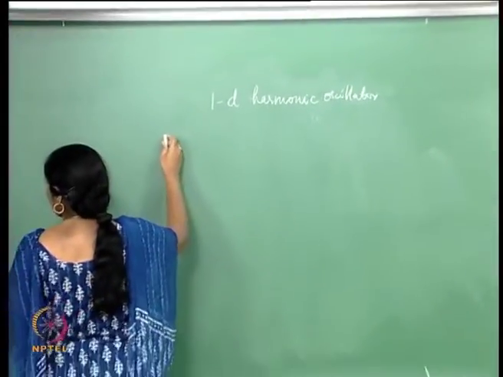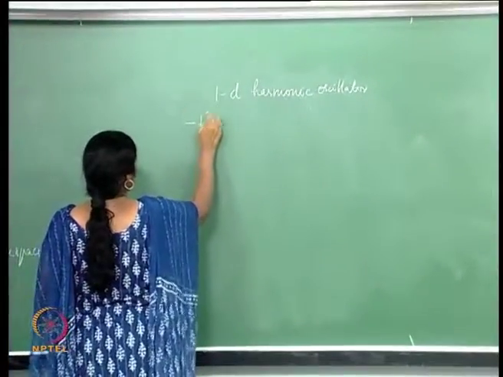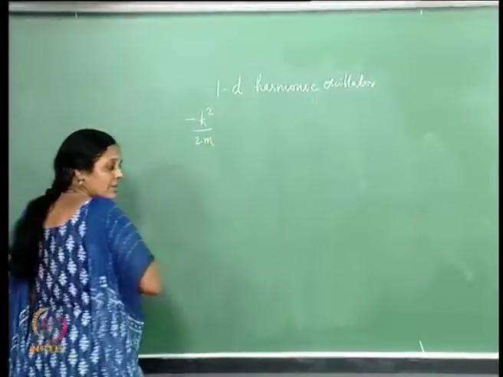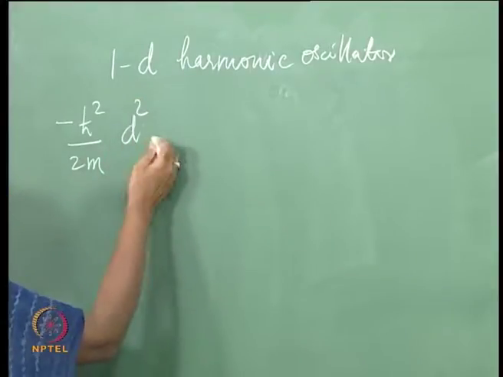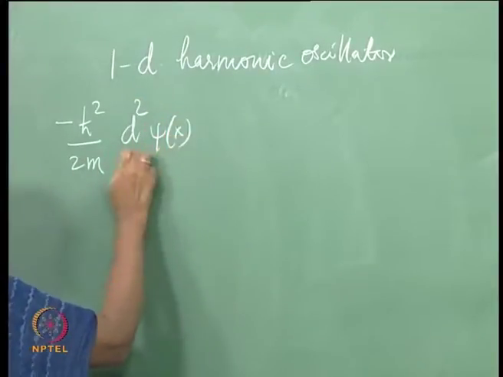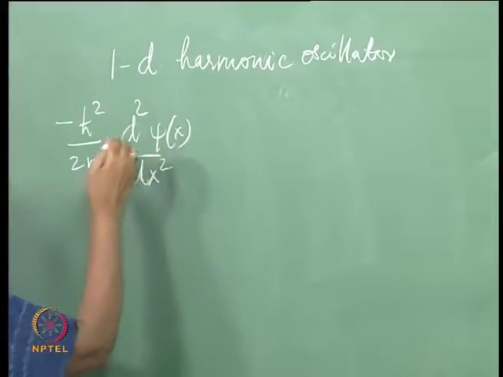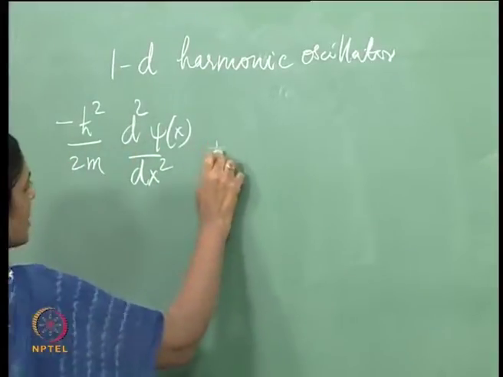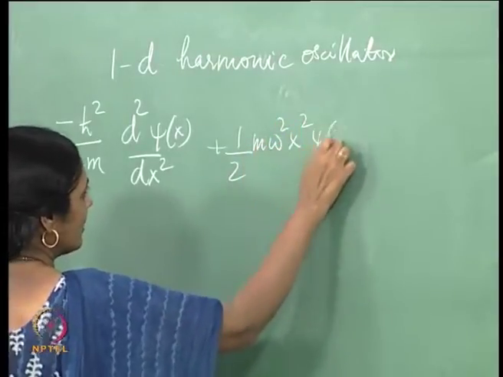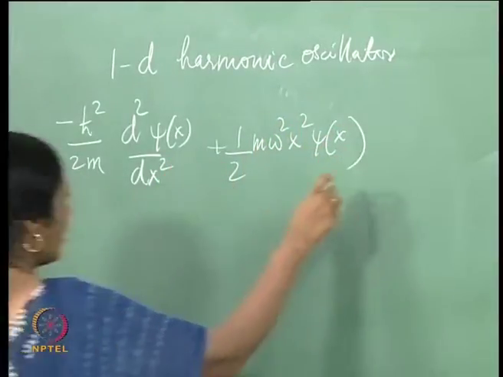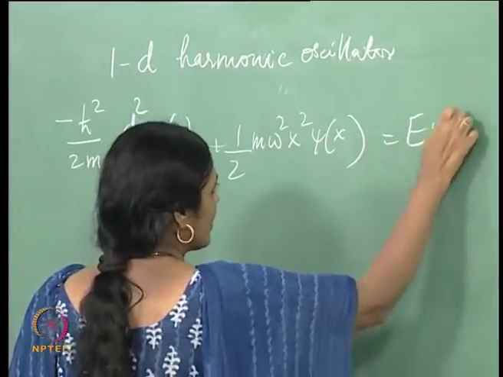So starting with the time independent equation, we look at stationary states of the oscillator. The time development is simply e to the minus iEt by h cross. So I have minus h cross squared by 2m d2 psi of x by dx squared, where psi is the wave function, plus half m omega squared x squared psi of x is equal to E psi of x.